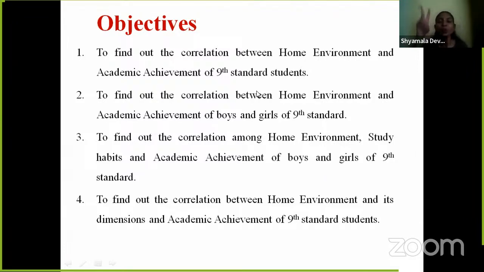In the first one, I have taken only 2 continuous variables. So between 2 continuous variables, we are going to calculate the correlation. So we are going to calculate the correlation coefficient, that is r value. Here the r will be in small letter only. And next one is to find out the correlation between home environment and academic achievement of boys and girls of 9th standard. So I'm going to take 2 continuous variables and I'm going to check the continuous variables against the discrete variable, boys and girls. And the third one, I'm going to check for more than 2 continuous variables, that is home environment, study habits and academic achievement alone, not for boys and girls.